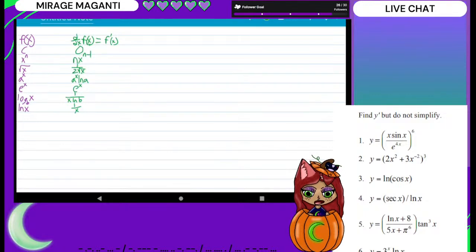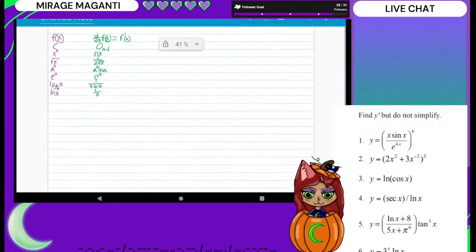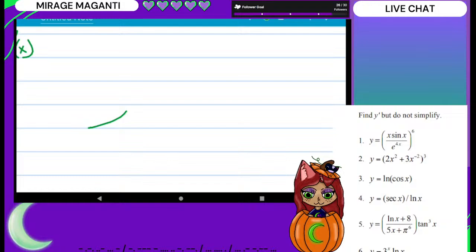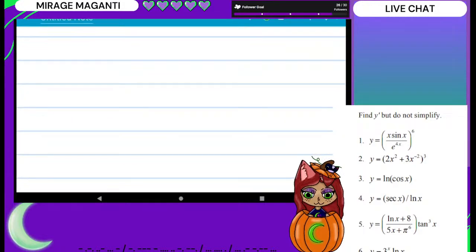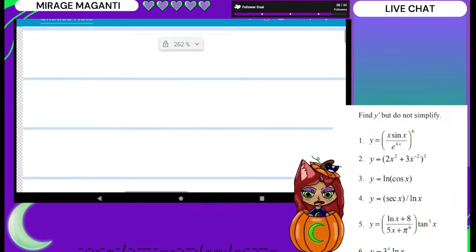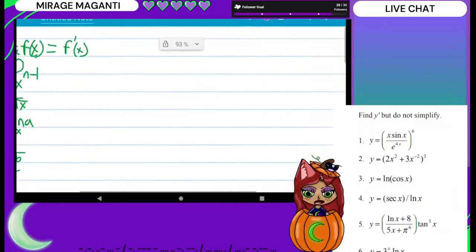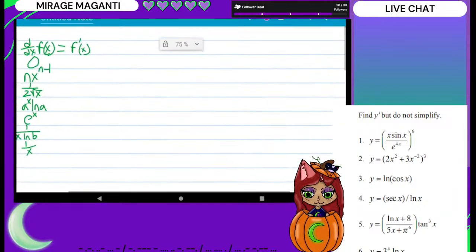Now, there's also the trigonometric ones. Those ones are a little funky. The trig ones can be a little sussy. A little sussy baka.